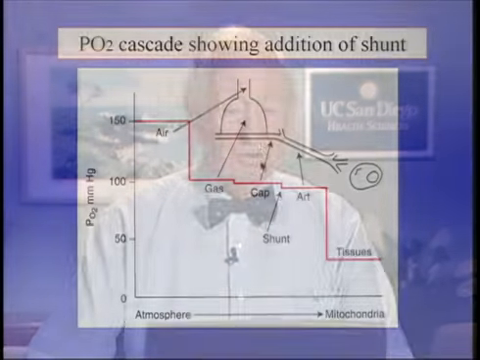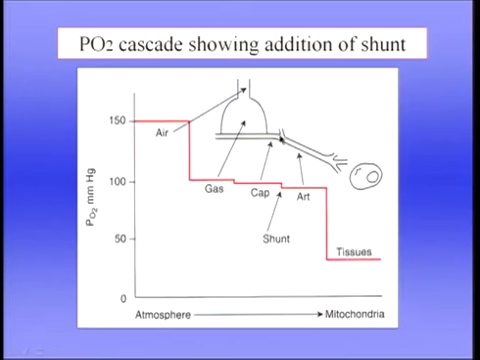Now, on this diagram, you see it's shown here. Here we've got some shunted blood coming in, doesn't show from where, but some shunted blood coming in, and therefore there is an additional drop in PO2 between the end capillary blood here and the arterial blood.